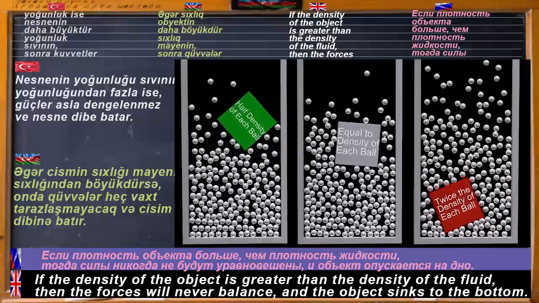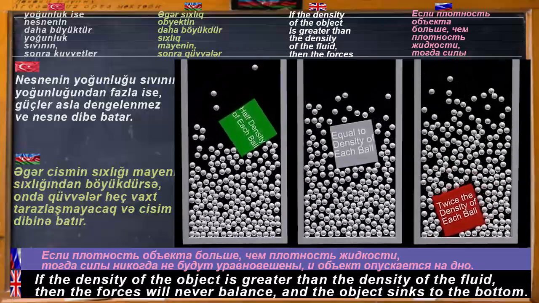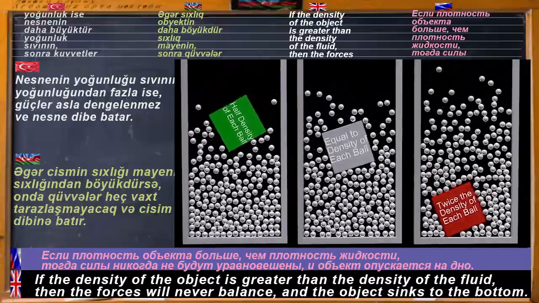If the density of the object is greater than the density of the fluid, then the forces will never balance, and the object sinks to the bottom.